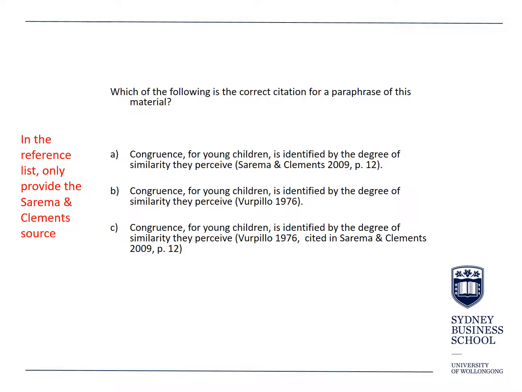In the reference list, it is only necessary to include the book by Serema and Clements. The book by Verpillo is not in the reference list because we didn't look it up. If, however, you did, then you could do B, but you would only do B if you saw that Verpillo had written it, and instead of relying on the Serema and Clements book, you actually went and looked up Verpillo's work himself.